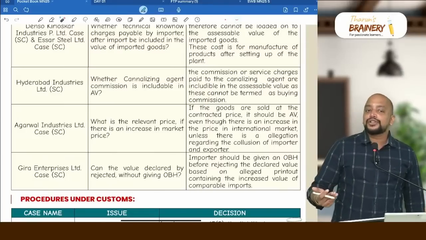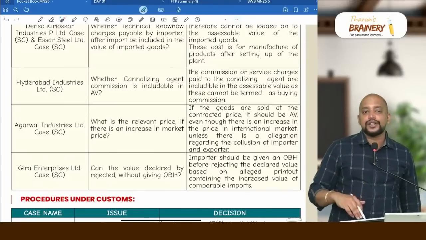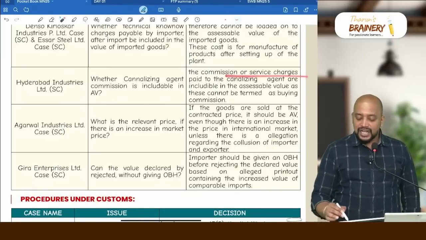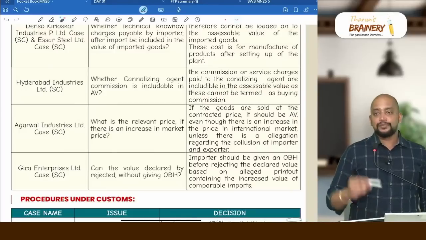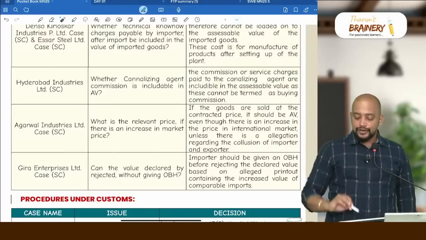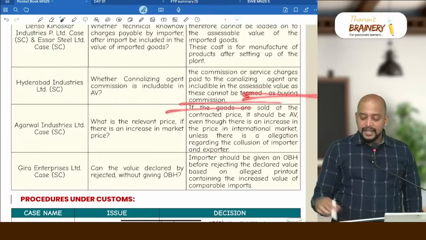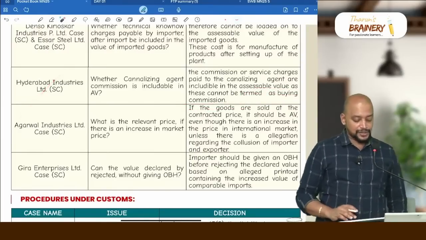And generally, should buying commission be included in value or excluded from value? Excluded from value. But the commission or service charges paid to a canalizing agent are includable in the assessable value, because it is pre-import only. So therefore it should be included in assessable value, and these cannot be termed buying commission. This is the Hyderabad Industries case.